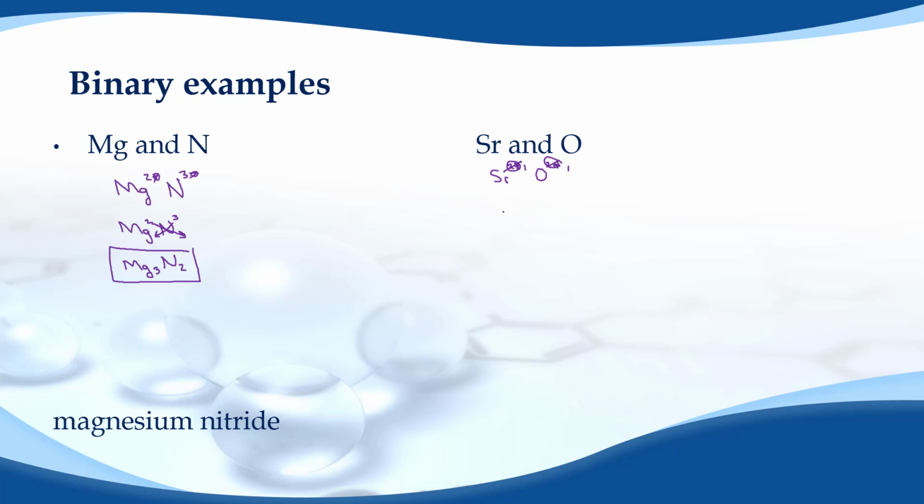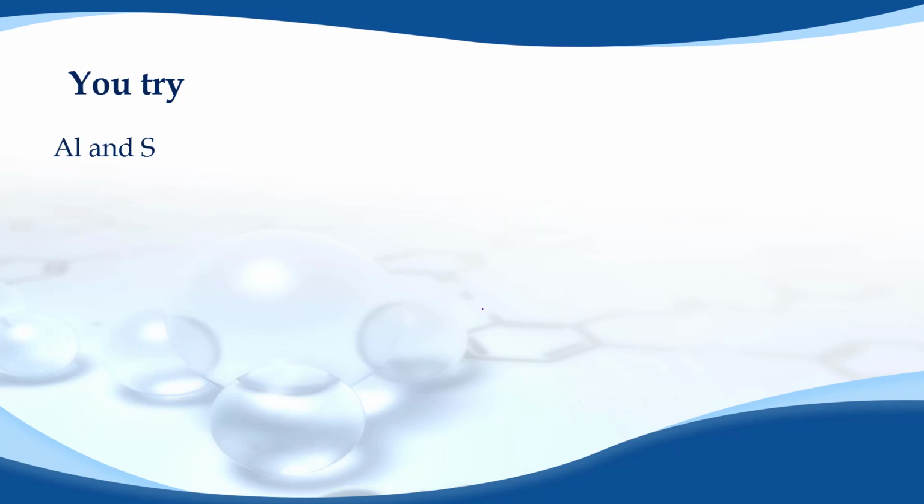Drop and swap the 1's. Sr1, O1. We don't write 1's in our final formula, so we just get SrO, which is the formula for the compound strontium oxide. So what I want you to do is try this one right here. This is the compound that forms between aluminum and sulfur. So take a couple of minutes, pause the video. Once you think you have an answer to it, unpause and we'll go over it. Make sure to use your periodic table and chart of charges to get the charges, though.